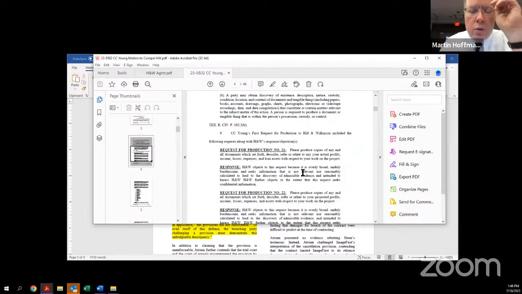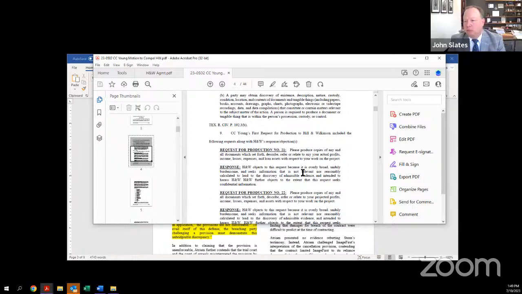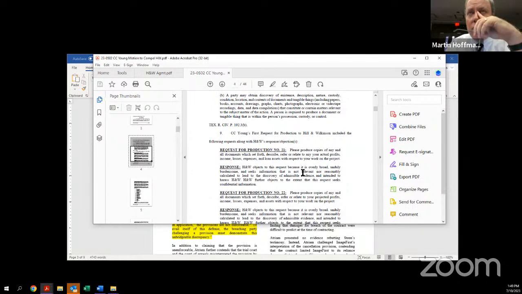So I'm looking at this request 21. I agree with you on profits and income and losses. The question I have is for expenses. I could see an argument, at least some of the expenses may need to be produced. And I'm not 100% sure on that. I don't know what loan assets really means in this context. So, but I can see how they may need to know. Yeah, I can see possibly expenses. Why? Tell me why not expenses?